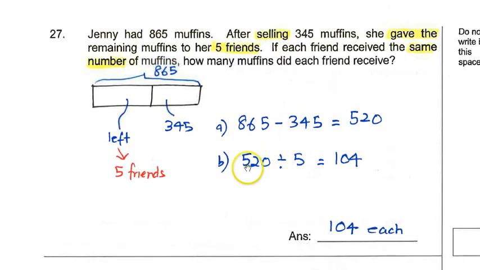Jenny had 865 muffins. After selling 345 of them, she gave the remaining muffins to her 5 friends. Remember, she gave to her 5 friends. So 865, she sold 345, and the 5 friends will get this remainder. So how do you find this portion over here? 865 takes away 345 is 520. Next, 520, which is this portion here, divide by 5 friends. All right, then you get 104, each of them has 104.